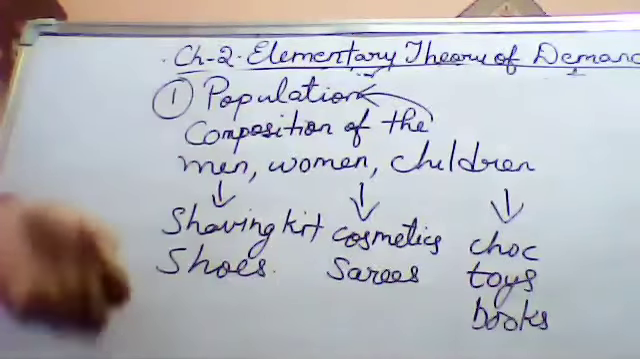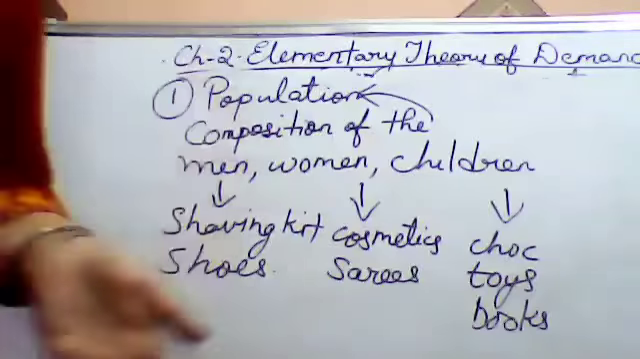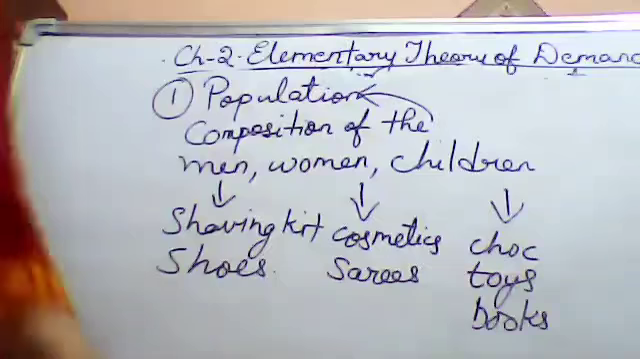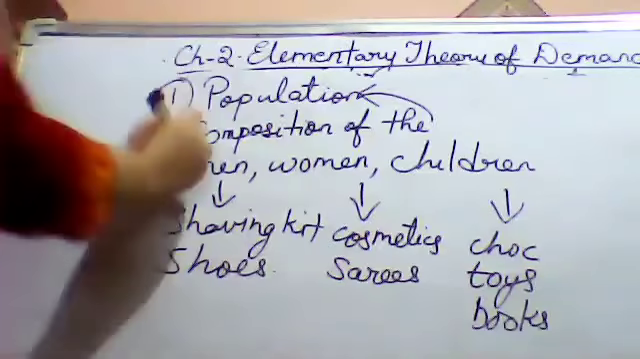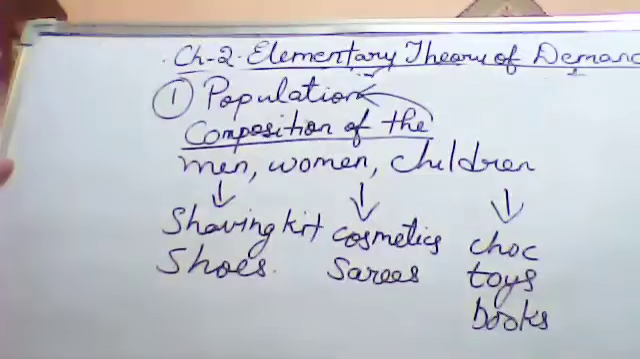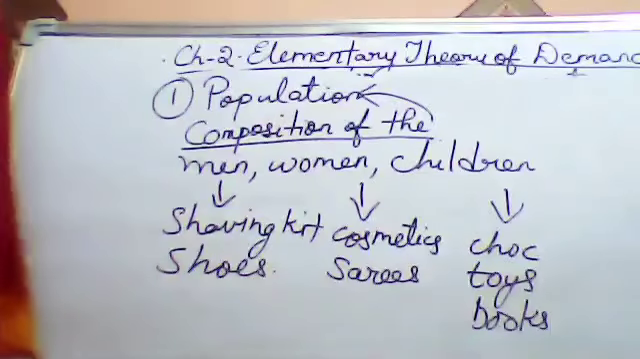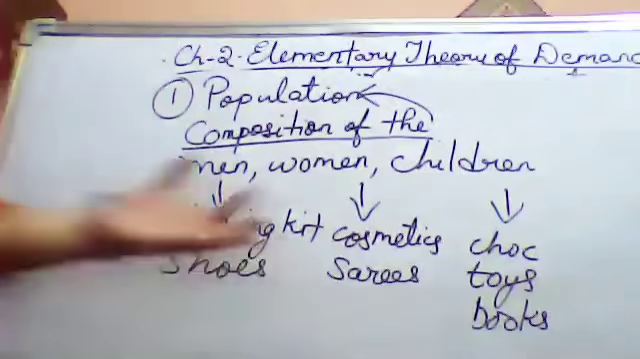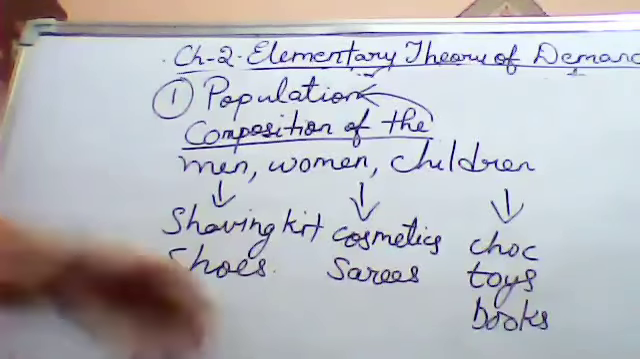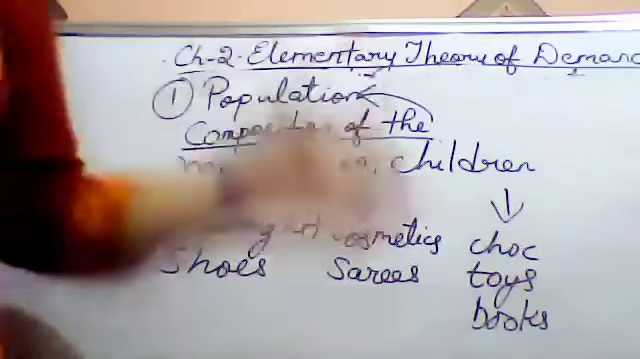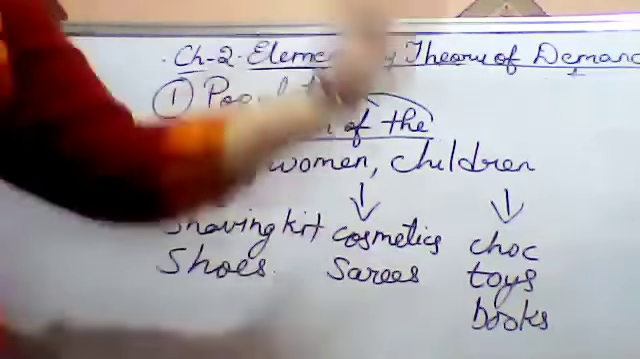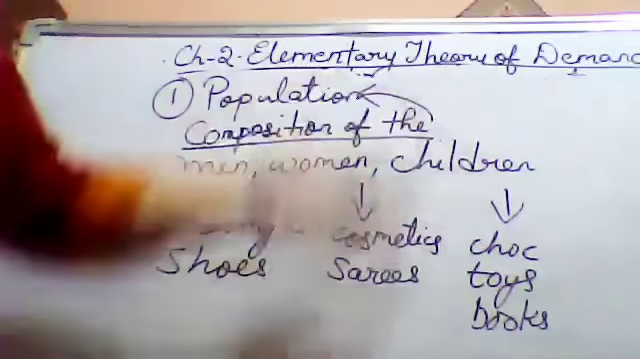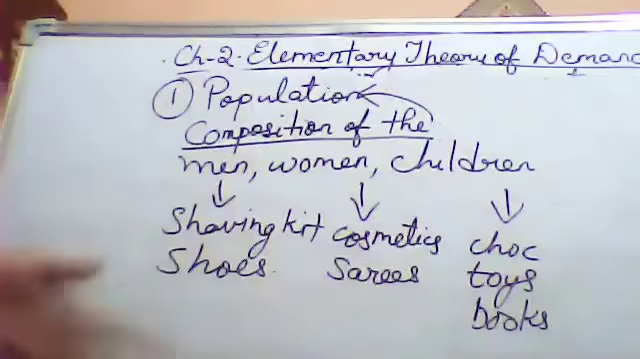So you are not only going to write that if population increases, demand will increase, and if population decreases, market demand will decrease. You will also write the composition of the population. When you're writing the answer, remember that if there are more men, shaving kits and sports shoes will be demanded more. If there are more women, then more cosmetics and sarees will be demanded. If there are more children, then school books, toys, chocolates, even video games will be demanded. So this you have to remember. Population you have understood as a determinant of market demand.